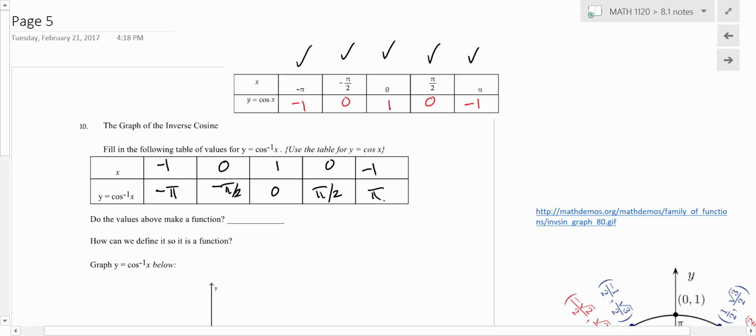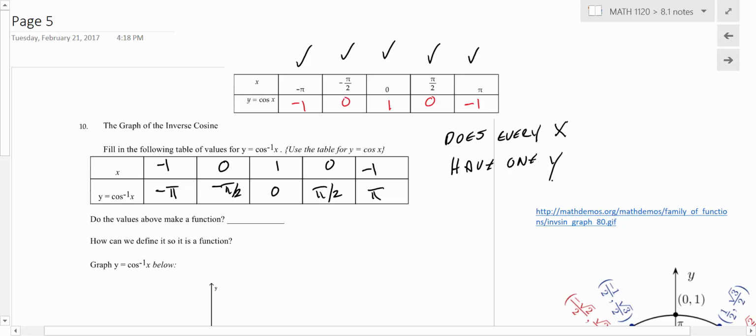So that's the idea. Okay, now let's see if this makes a function or not. So the question we have to ask is, does every x have exactly one y? You don't have to necessarily write that down. Let's just see if that's right or not.